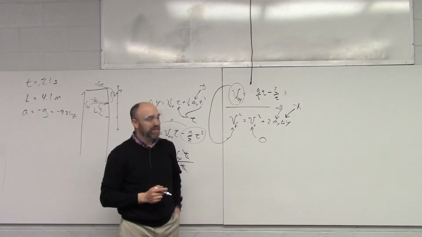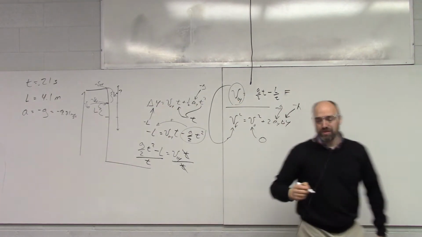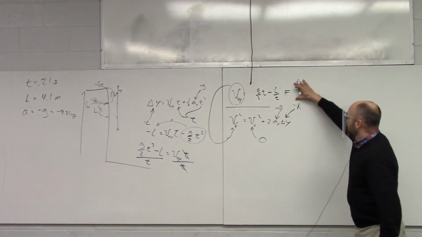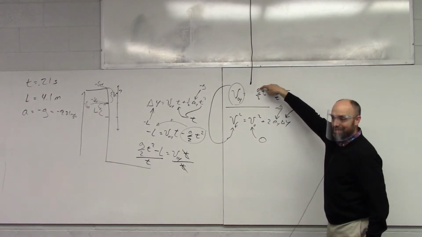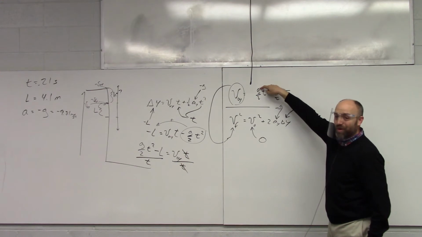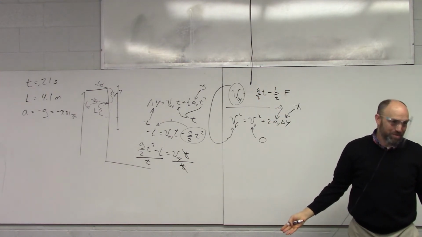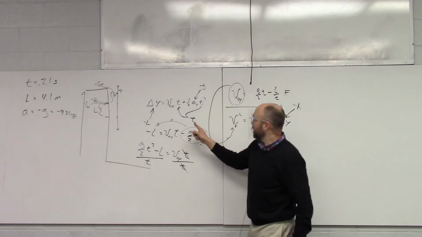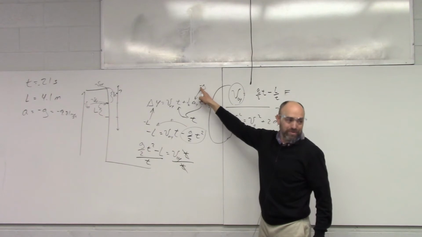Solve it for h. Now, let me ask you something. Okay, so you go to plug these numbers in here. I'm going to write out the numbers right here. Okay, what number do I plug in there for g? 9.81. Wait. Why not negative 9.81? I already did the negative right there. You see that? Don't do it twice now, just once.